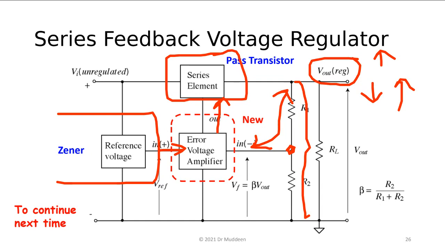The feedback, because we're taking something from the output, measuring it, and sending it back into the system to do some control. So the next time around, we're going to actually look at the circuit that creates this error voltage behavior for us, and analyze it and see where we go from there.